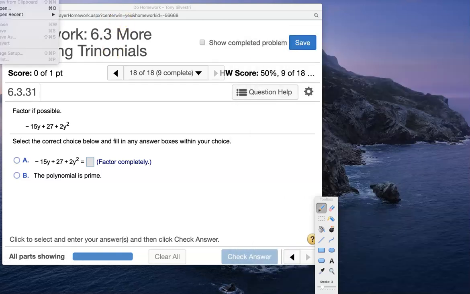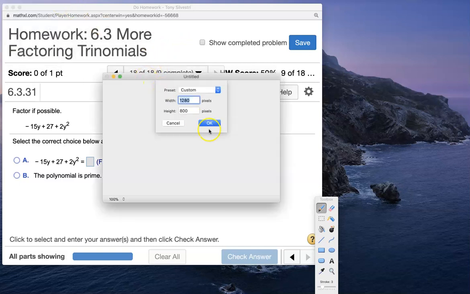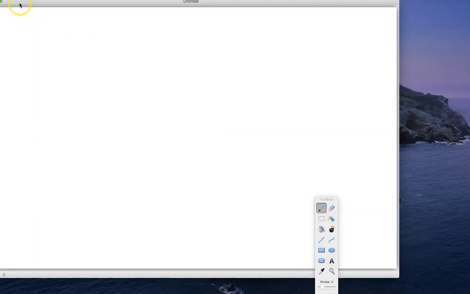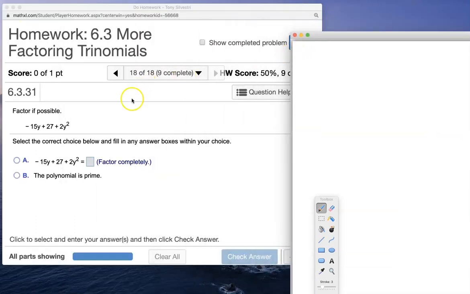File. New. Over here. First off, I don't like the way it looks, nor do you. You've got to put your 2y squared in front, minus 15y in the middle, and 27 at the end. Step 1, I can't factor anything out of that. So I'm going to take that 2, make a magic number out of that, and rewrite the problem so it looks like this.